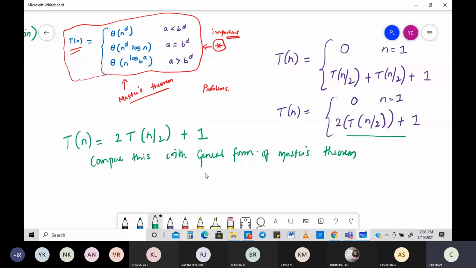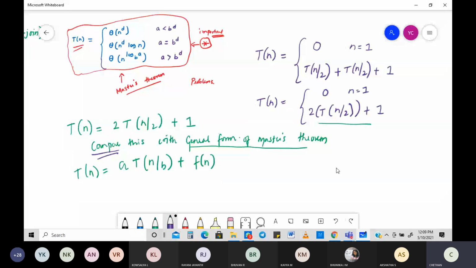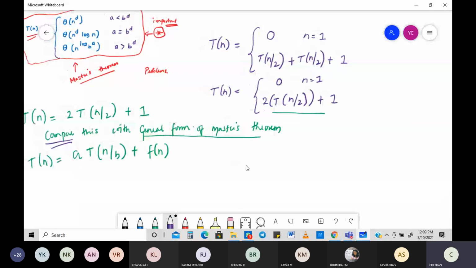I'm doing what is known as comparison. Please keep that in mind. I'm doing the comparison aspect of it. When I'm comparing this, this is what I'm getting, which is nothing but when I'm comparing this with the general form of the Master's theorem.